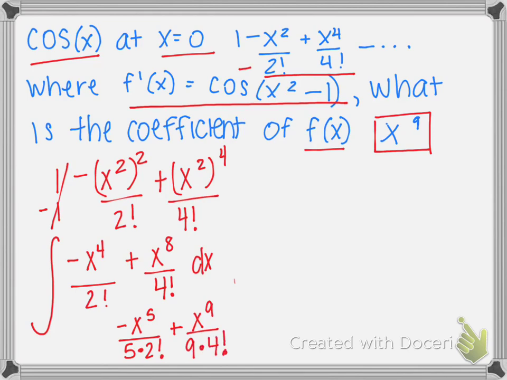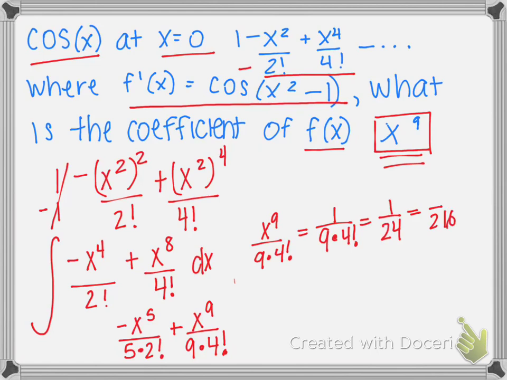And now we want to find this coefficient, so for x to the 9th it is positive 1 over 9 times 4 factorial, which is 9 times 24. And this can easily simplify to 216. So 1 over 216 is our coefficient for this value.